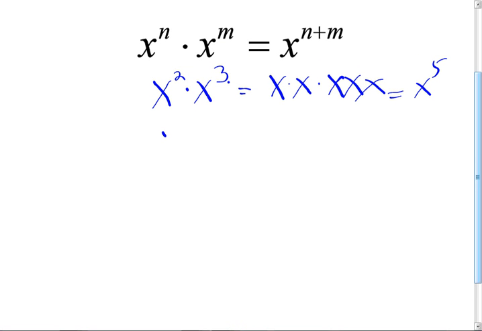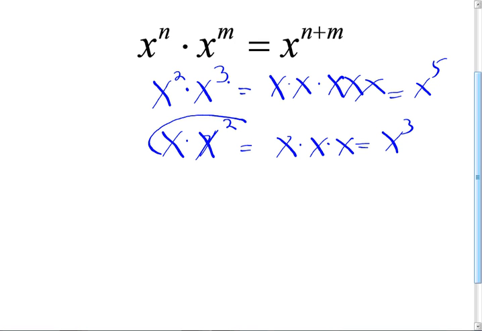What if I have x times x squared? Sometimes this board does weird things. Let's write out what it means. It's x times x times x, so it's x to the what? Third. Okay, some of you will look at that and want to say it's x squared. How many x's do you see here? I see 2 there, 1 here. Add 1 and 2, you get 3. So you add the exponents when multiplying.